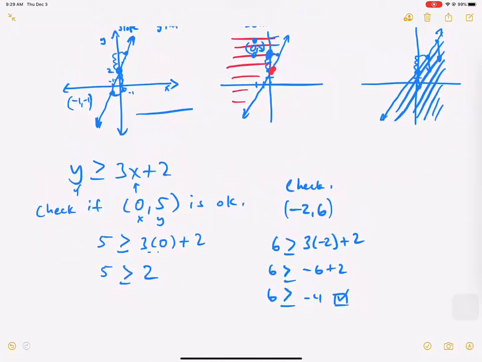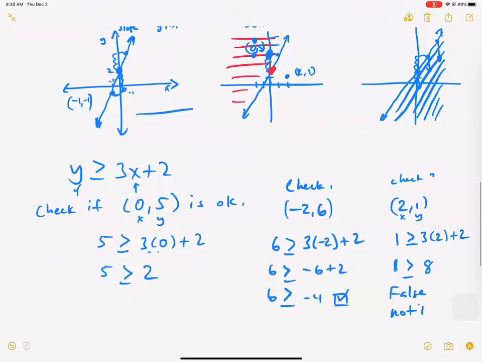Now I'm going to pick a point that is for sure not. I'm going to pick (2, 1). Everyone see how (2, 1) is obviously not? (2, 1) is not in my shaded region, is it? So we're going to check (2, 1). x and y. Is 1 greater than 3 times 2 plus 2? Does that even look like it's true? 1 is greater than 6 plus 2, which is 8. Is 1 greater than 8? Does that make any sense to you? No, this is false.